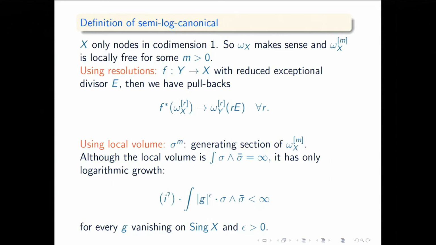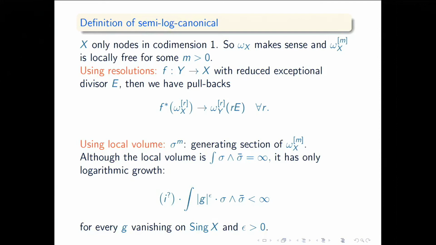Okay, and so now then, based on this, so knowing what the nodes are and the computations on this previous slide, now we can understand these semi-log canonical singularities. And so there are two ways of characterizing them. So one is using resolutions, that I take some resolution and let E denote the reduced exceptional divisors. Then the condition is that if I pull back the r-th power of omega, then I pick up at most r-fold poles. So that's really the same as pull back omega, then I get at most simple poles.